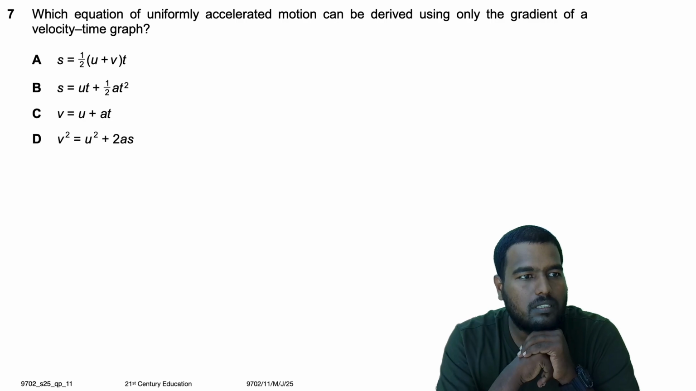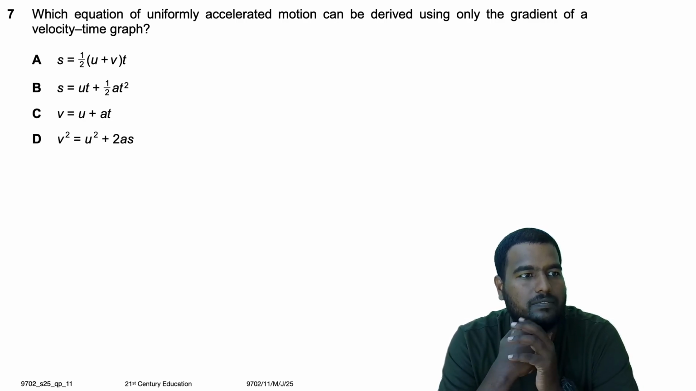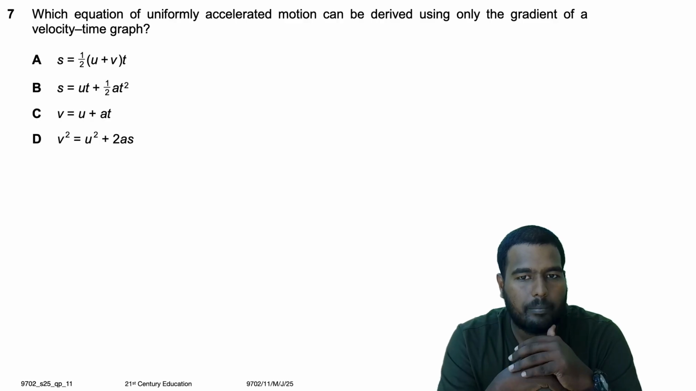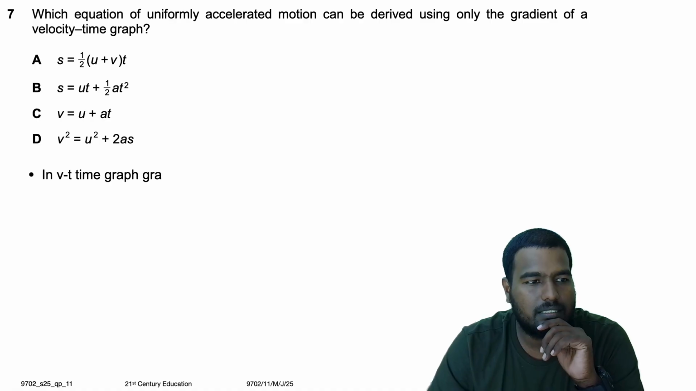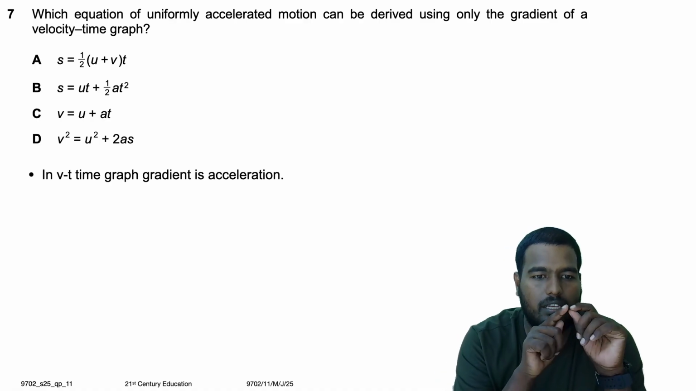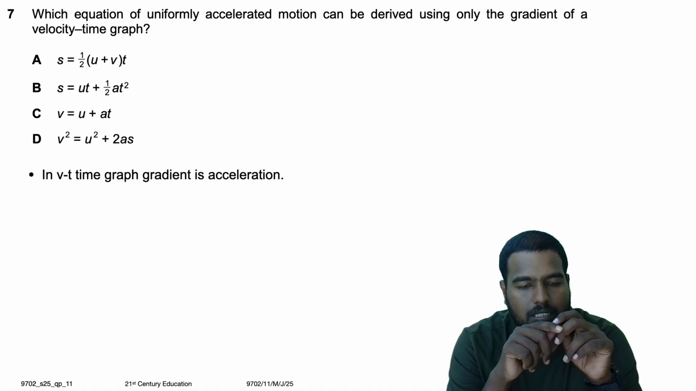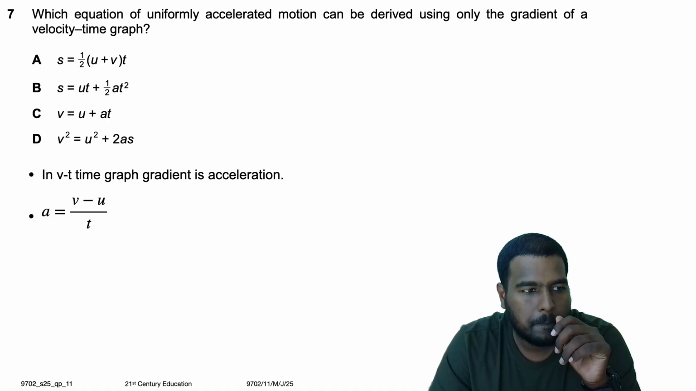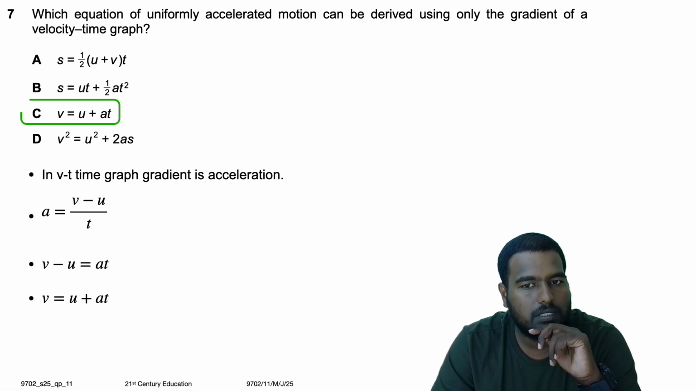Which equation of uniformly accelerated motion can be derived using only the gradient of a velocity-time graph? Oh, nice. In a velocity-time graph, gradient is acceleration. If you take the v versus t graph and find the gradient, it is final velocity minus initial velocity, v minus u by t. If we rewrite this, we get v minus u equals at, which is v equals u plus at. Option C. Nice.